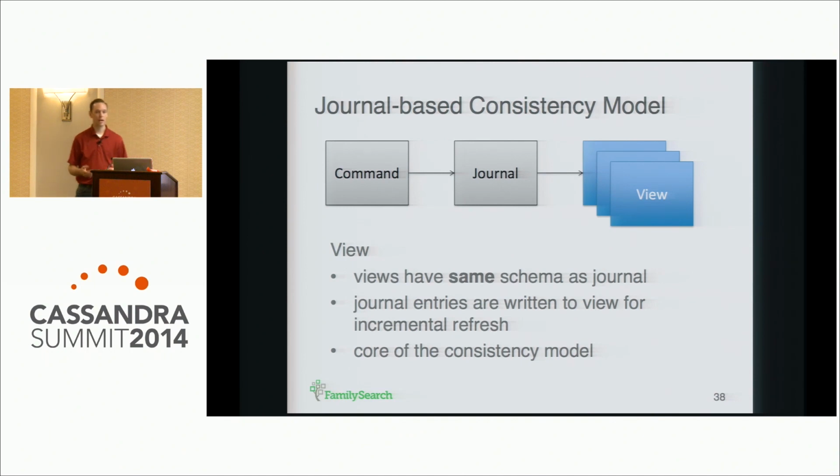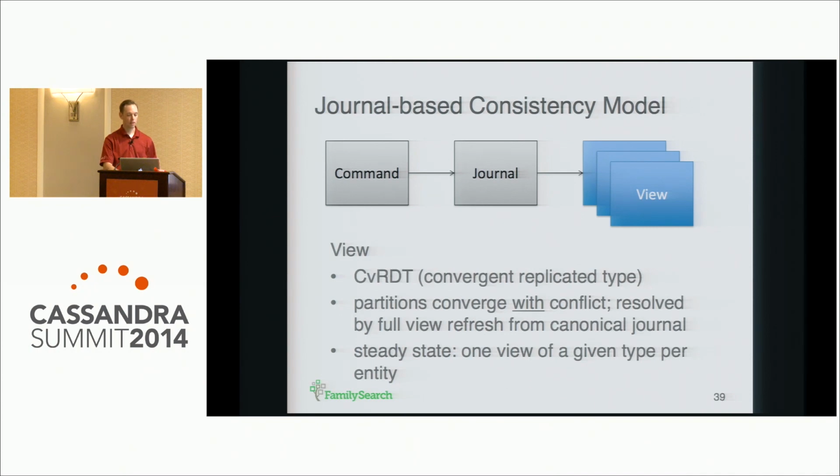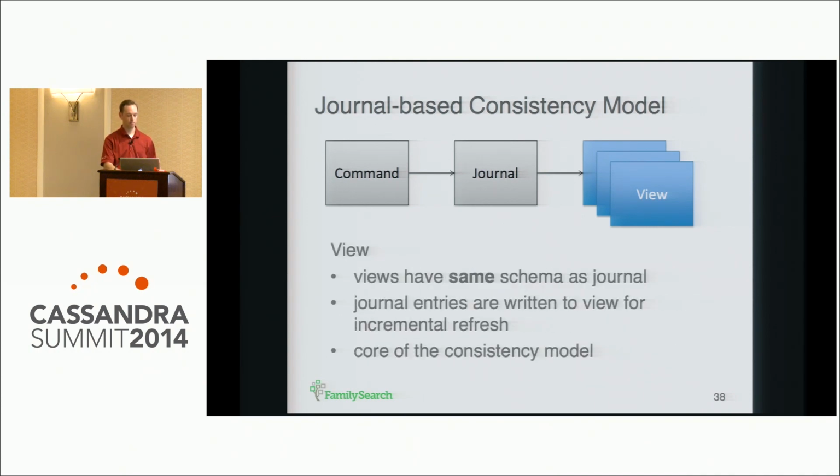In order to do this, we had to make the view table have exactly the same schema as the journal table. ID, command UUID, and blob. So it's a pretty simple schema. All of what we do is inside the blob. That allows the journal entries to be written to the view table so that the incremental refresh can happen. That one thing right there, how the views have the same schema, is the core of how we're able to get the consistency that we needed.